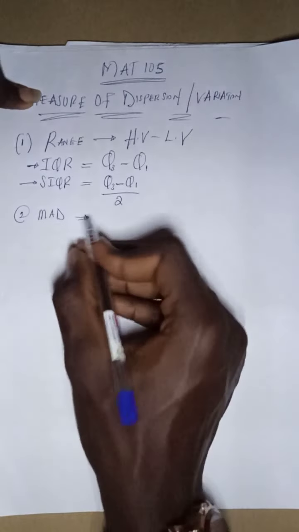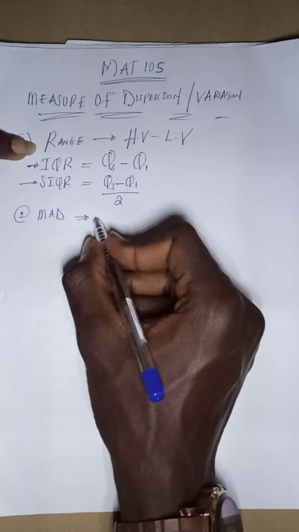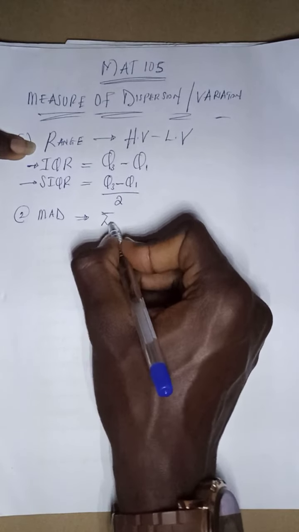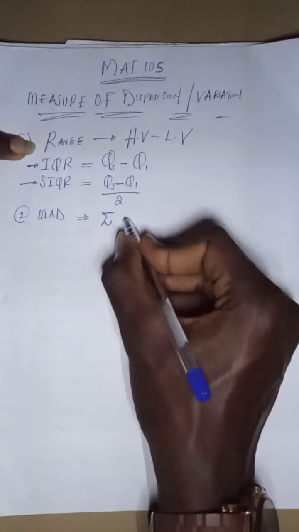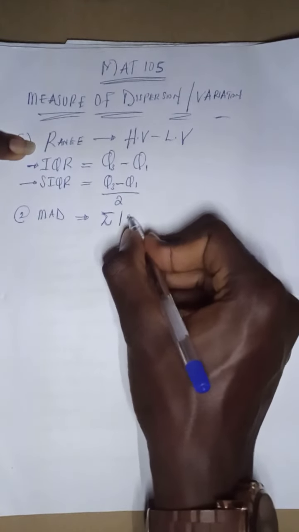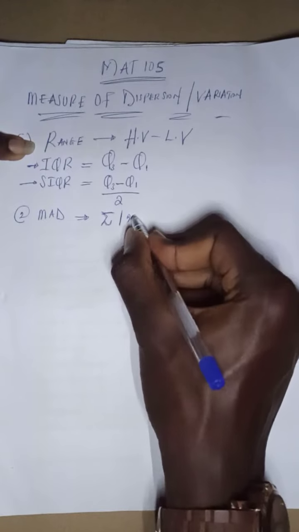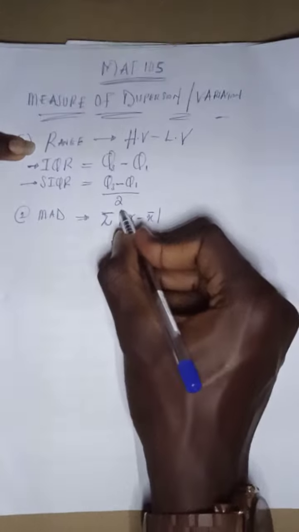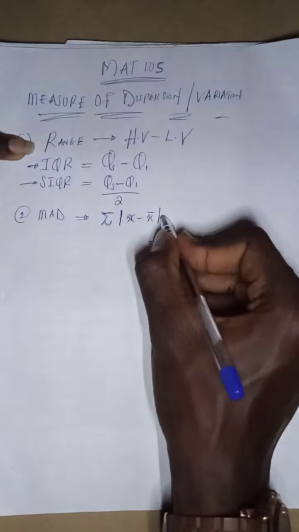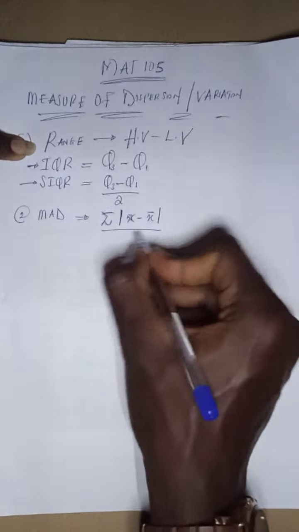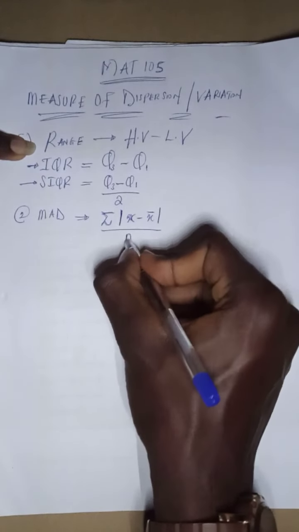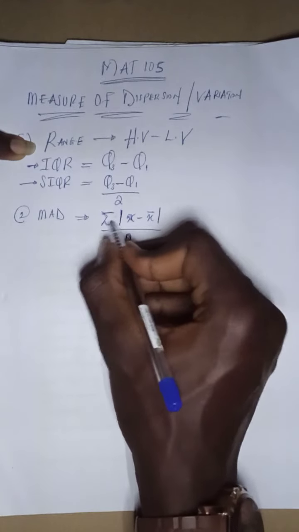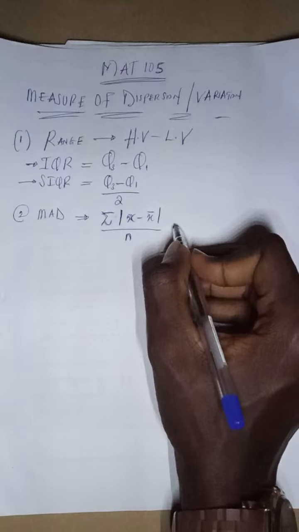How do we find the mean absolute deviation? The mean absolute deviation simply implies that you take the summation of the absolute of each data given to you, but you have to deviate that data from the mean itself. This is what we call absolute. Then divide by the number of items given to you. That's all. But if frequency is given, just put f here. And if frequency is not given, just leave it like this. So this is the formula for mean absolute deviation.